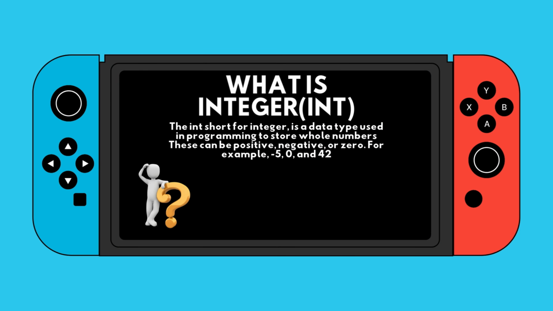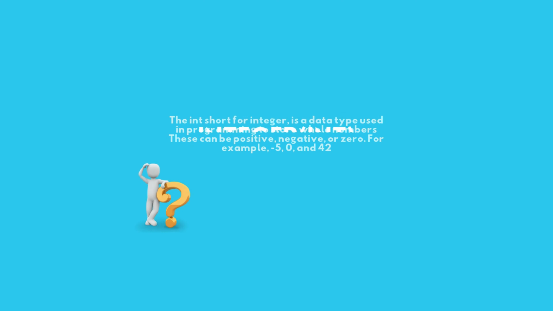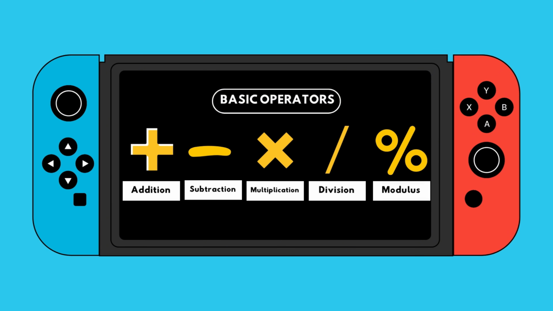The int, short for integer, is a data type used in programming to store whole numbers. These can be positive, negative, or 0, for example, -5, 0, and 42.